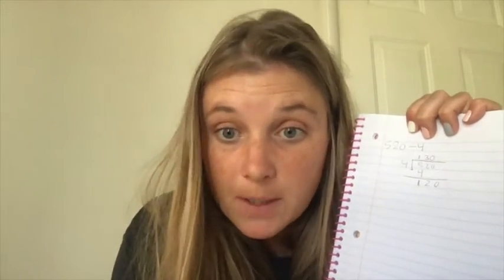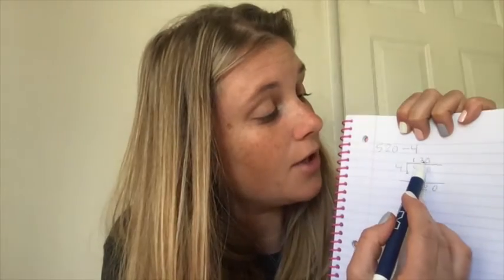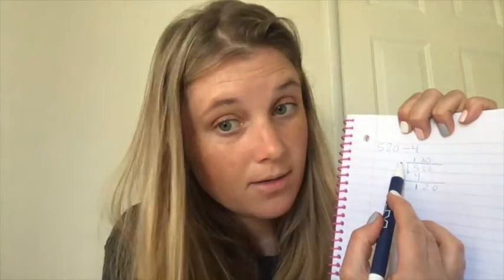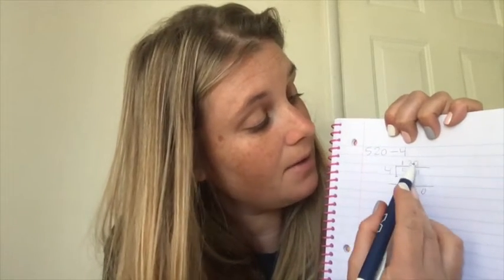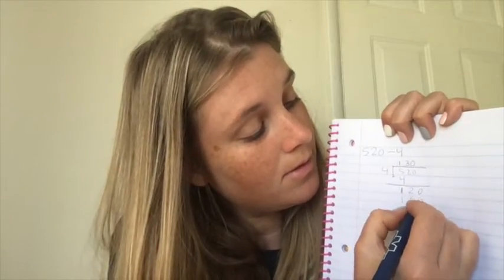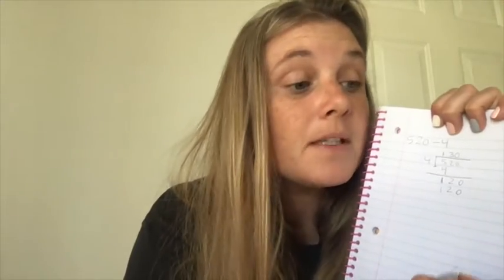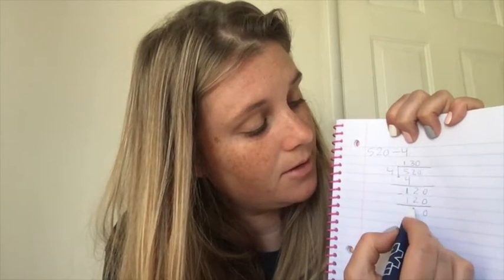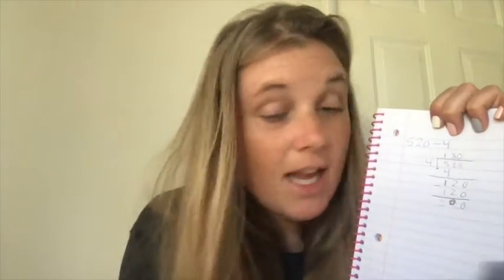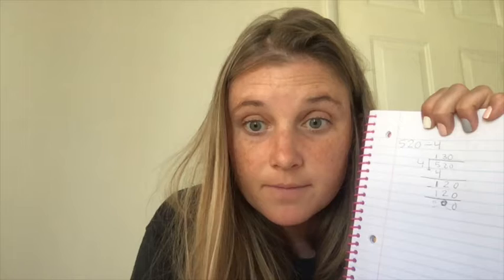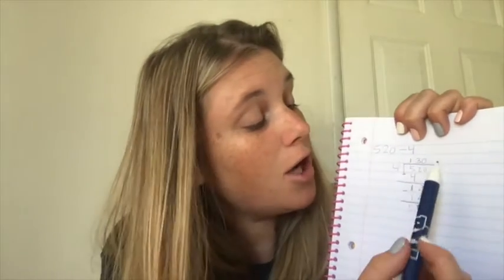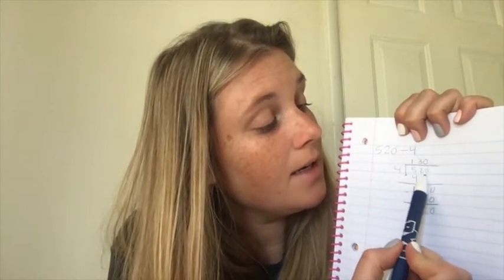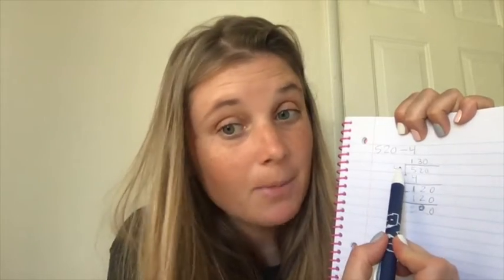Okay, now we multiply. We multiply this 30 times by 4. 3 times 4 is 12. We have a 0. Let's add the 0. What's our next step? Subtract. 0 take away 0, 0. 2 take away 2, 0. Oh, sorry, 0. So we did it all, right? There's nothing now to bring down. We did it all. Okay, so if we have 520 and we break it into 4 groups, how many are in each group?